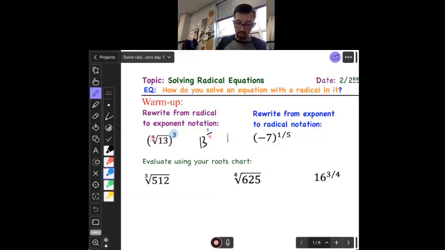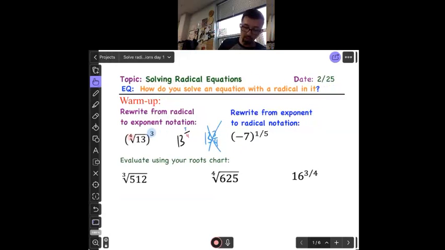Make sure you're not writing it as 13 3/4. Okay, that's not okay. It needs to be an exponent. Going the other way around, right? What if it's in exponent notation and I want to rewrite it as a radical? So -7 to the 1/5 power.